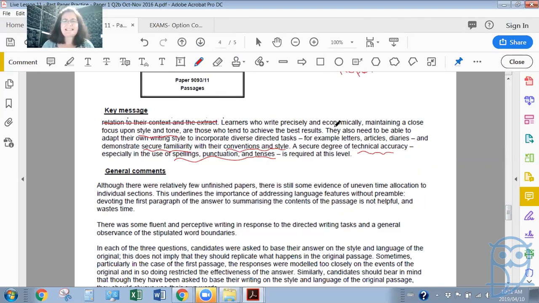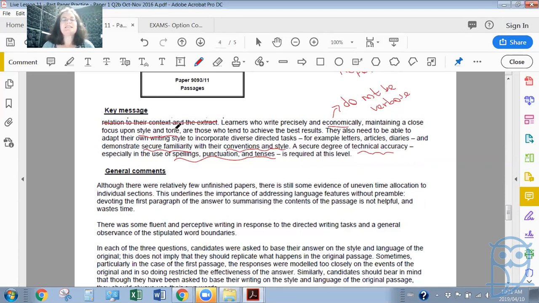Learners who write precisely and economically, in other words, do not be verbose. If you can say something directly, say it. Don't make things too wordy so that it sounds impressive, because it doesn't. Say things directly and clearly.